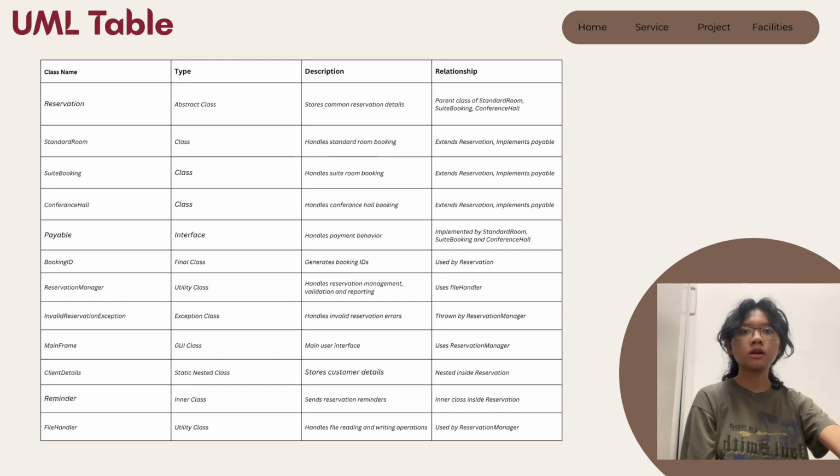reservation class. These classes work together to form a complete smart hospitality system based on object-oriented programming principles, including abstraction, inheritance, polymorphism, interfaces, file handling, and exception handling. That concludes my part of the presentation. I will now pass the presentation to the next presenter.